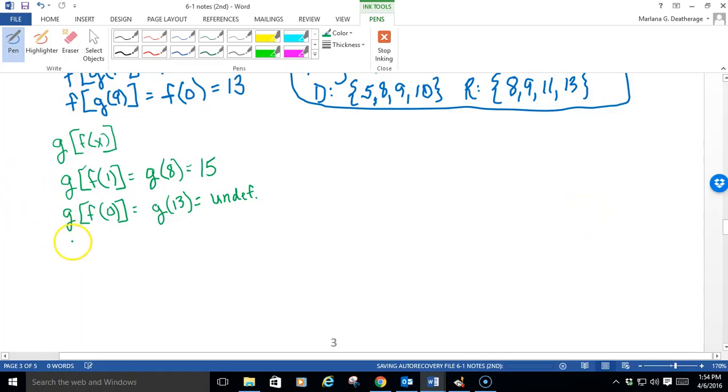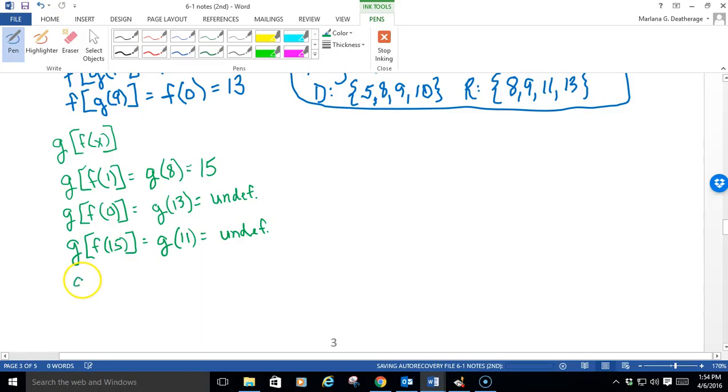Alright, next will be g of f of what? Good. What's f of 15? What's g of 11? Undefined. There's not an 11 x value. And remember, this is an x value, not a y.